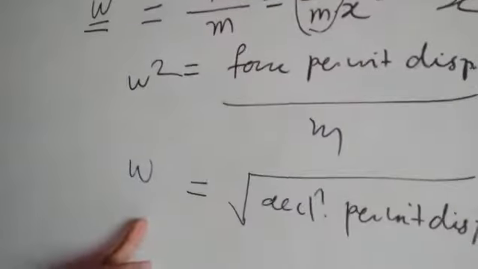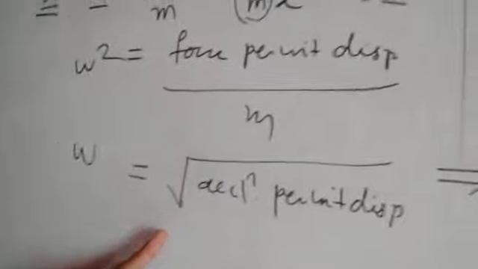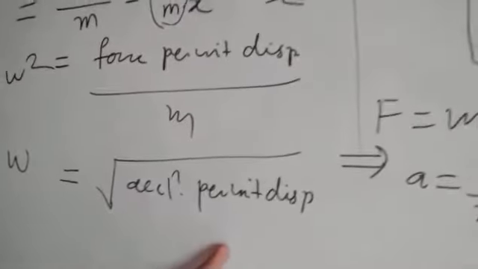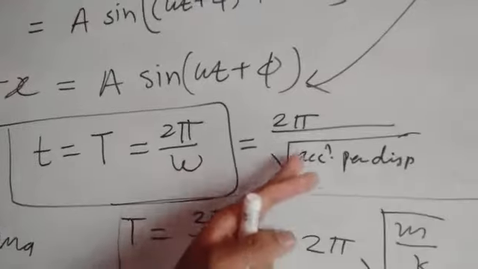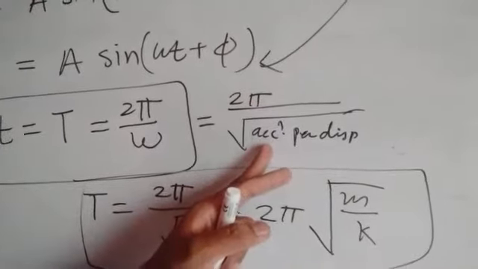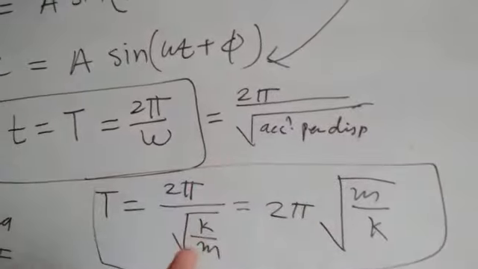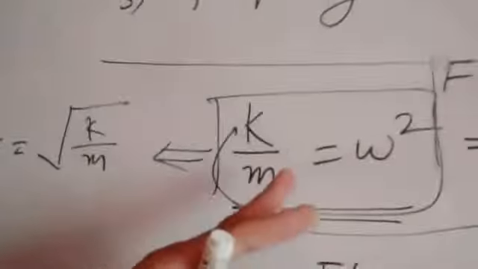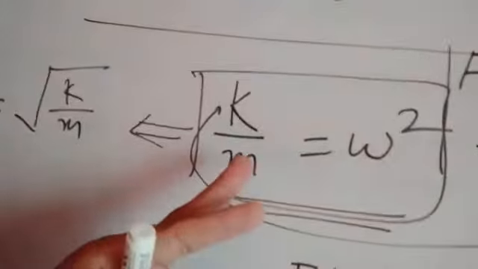So omega is equal to the square root of acceleration per unit displacement. Same thing I have written here. Put the value of omega: T equals 2 pi divided by the square root of acceleration per unit displacement. Apart from this, we can directly write the value from this equation. k by m is omega square, so omega equals the square root of k by m.